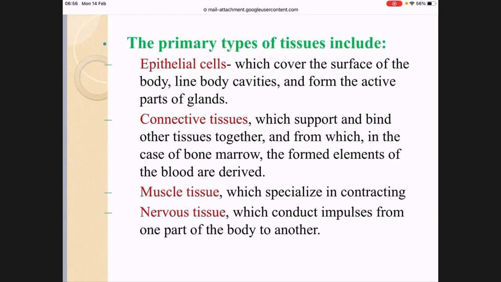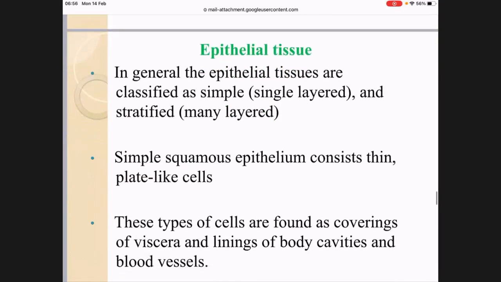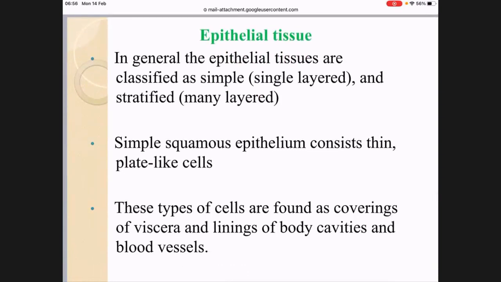Muscle tissue is specialized in contracting and relaxing. Nervous tissue conducts impulses from one part to the other. The next topic will be the nervous system. Epithelial tissue, in general, is classified as single, or simple, layer and stratified, many layers.